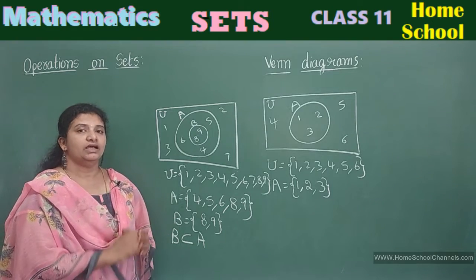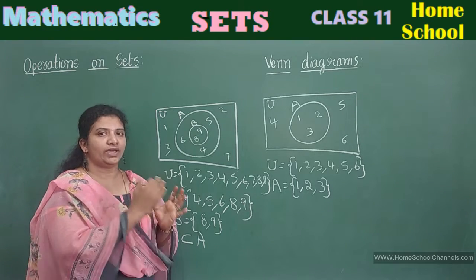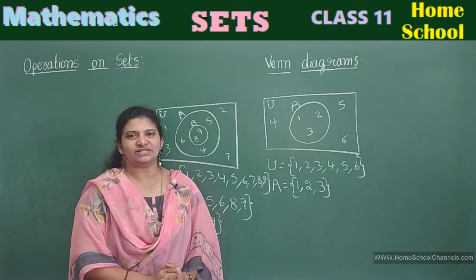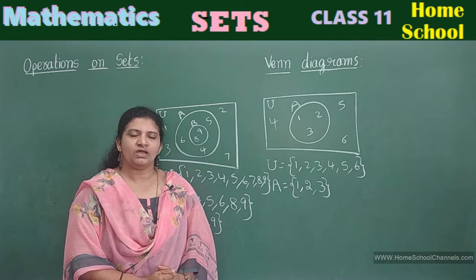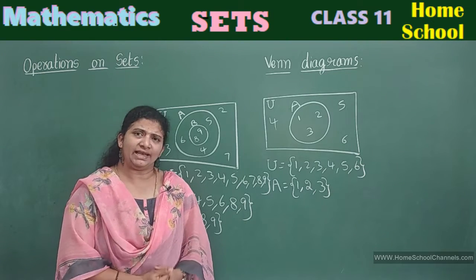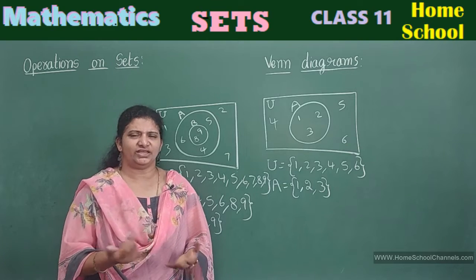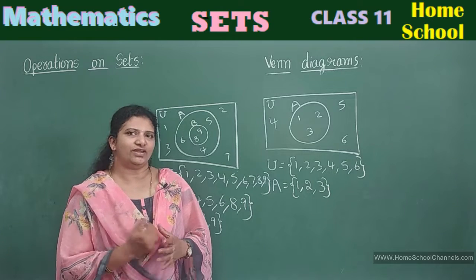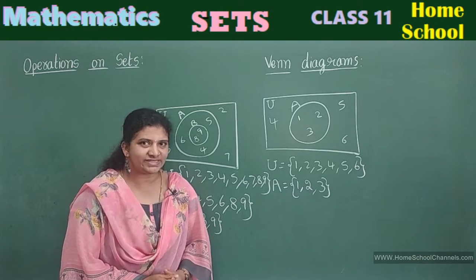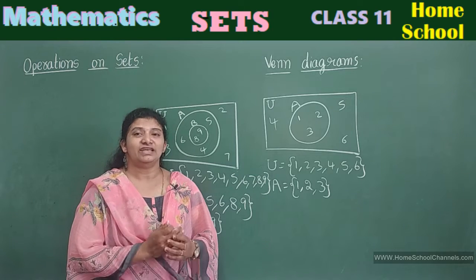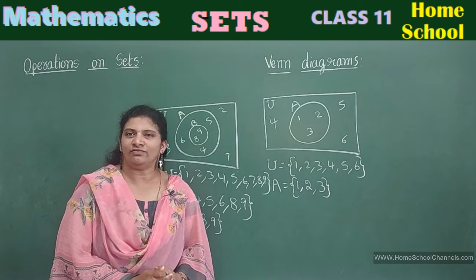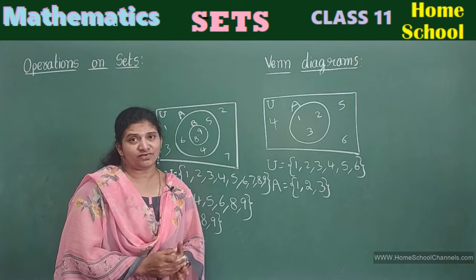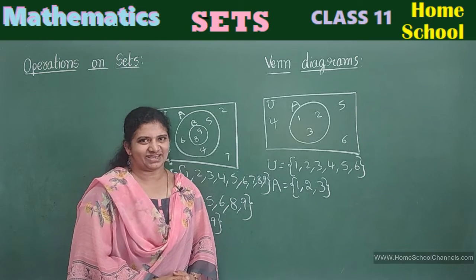Like this, however many sets you take, you can represent them with different circles. Next concept, operations on sets. What operations do we know till now? Addition, multiplication, subtraction, division, right? But in sets, the operations are different. What are those? Union of sets, intersection of sets, difference of sets, and complement of sets. So now we are going to discuss union, intersection, and difference, and then continue the exercise.